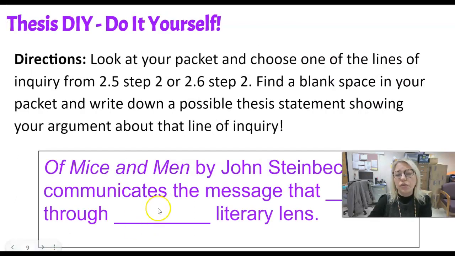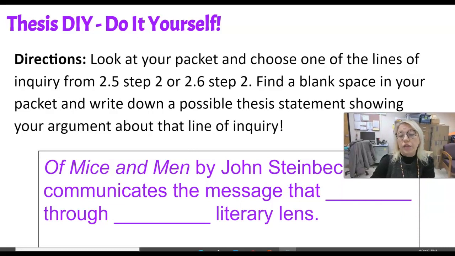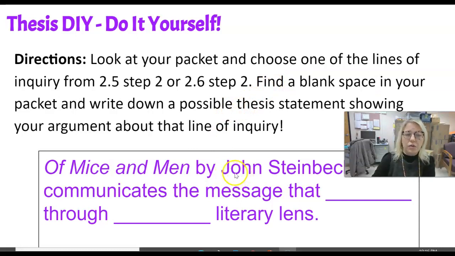Okay, so now you need to write your thesis statement based on your line of inquiry that you have chosen. All right, so look at your packet, choose one of the lines of inquiry if you haven't yet. Find a blank space in your packet and write down a possible thesis statement showing your argument about that line of inquiry. Of Mice and Men by John Steinbeck communicates the message that, you complete the sentence, through blank literary lens.